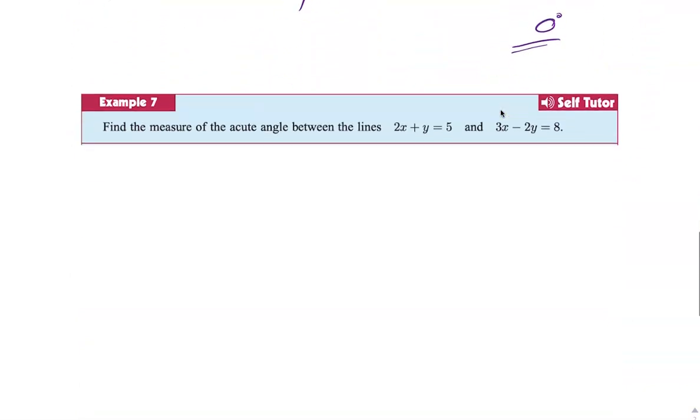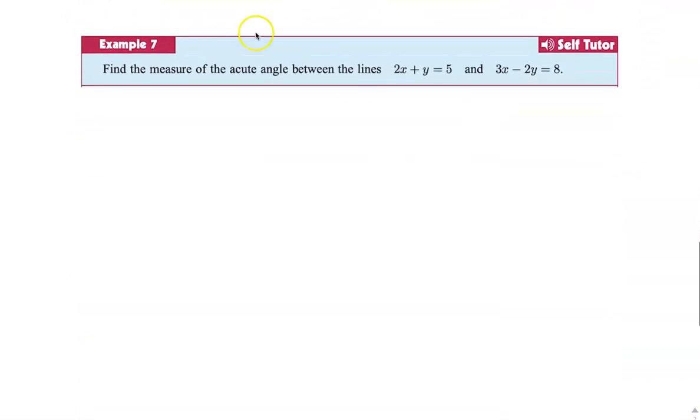So let's do the next one. Find the measure of the acute angle between the lines here and here. Now this one's a little tricky because you look at it and think, wait, I have two lines. How do I make a vector equation out of this? Well, really, all we care about is the direction vector, which is another way of saying the slopes.